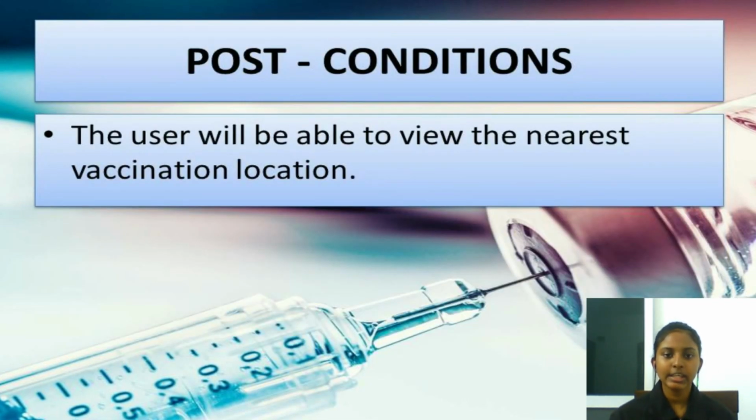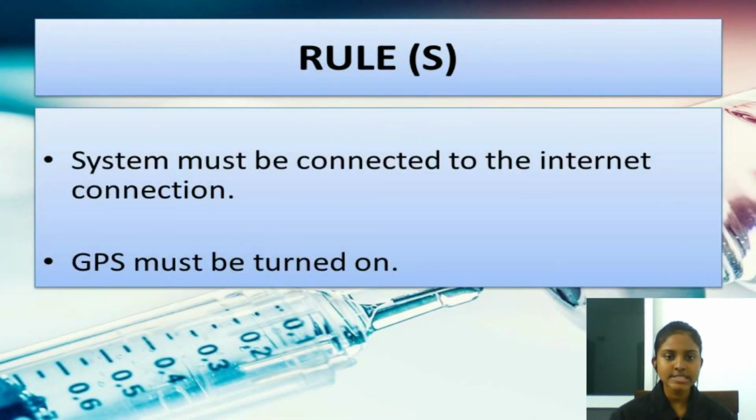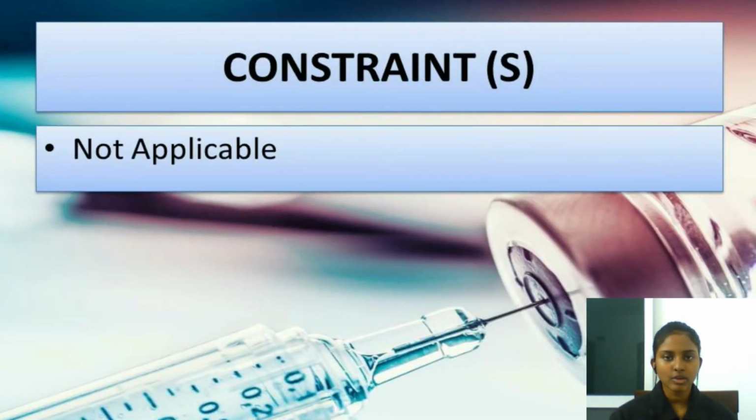Post conditions. User will be able to view the nearest vaccination location, and the rules. The system must be connected to the internet connection and GPS must be turned on. Constraint. The constraint is not applicable for this use case.